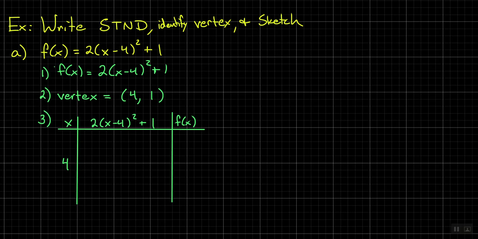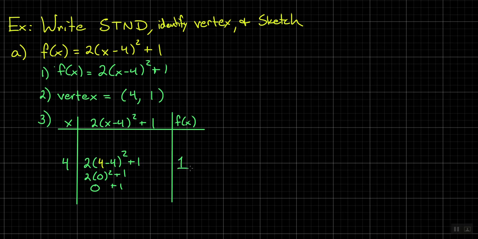If I plug in 4, I get 2 times 4 minus 4 squared plus 1. And what's 4 minus 4? 0. So I get 2 times 0 squared plus 1. What's 0 squared? 0 still times 2 is 0 plus 1. Hey, look. We said it was going to be 4, 1, and it is 4, 1.